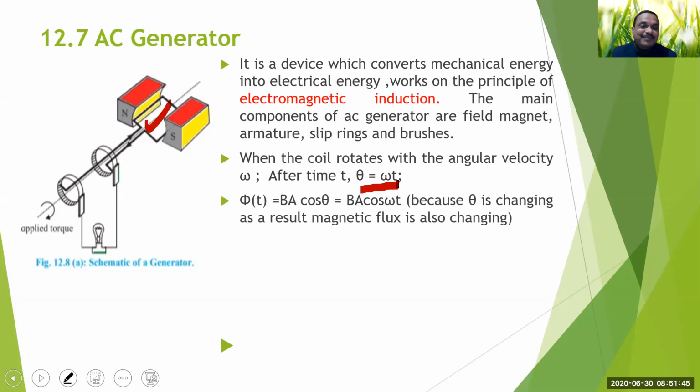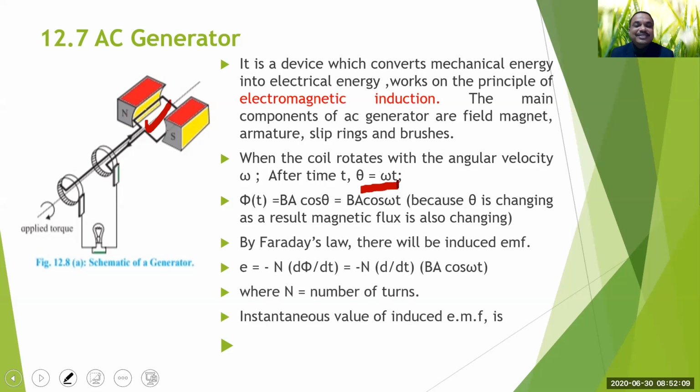B is the induction of the magnetic field, A is the area of the coil, and theta is the angle between B vector and A vector. So BA cos theta is equal to BA cos omega t. Here flux changes because theta is changing. As a result, magnetic flux is also changing. And by Faraday's law, as magnetic flux is changing, the EMF is induced in the coil. Suppose N is the number of turns of the coil. Then at an instant t, the instantaneous value of induced EMF E is equal to minus N d phi by dt.